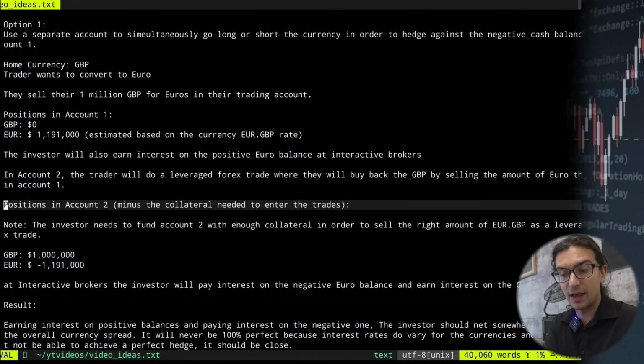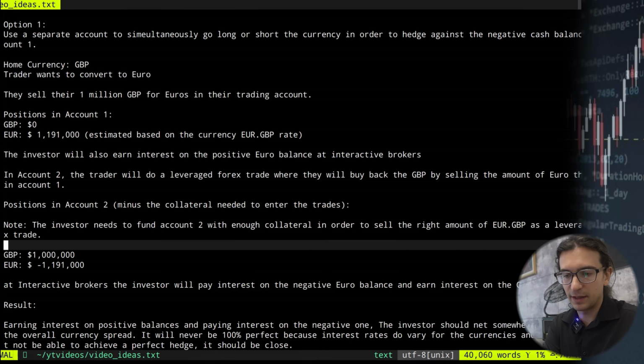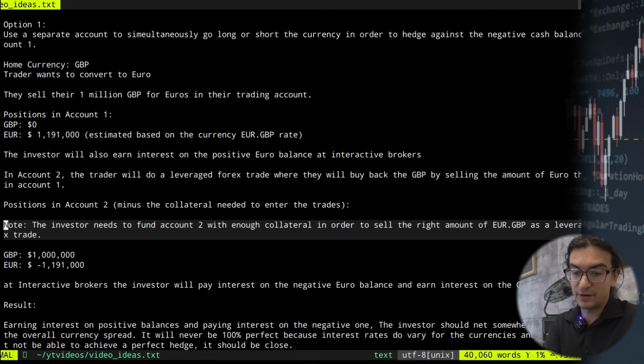These are the positions in account number two minus the collateral needed to enter the trade, because I don't know the exact capital requirement that they would need. Note that the investor needs to fund account two with enough collateral in order to sell the right amount of EUR.GBP as a leveraged forex trade.